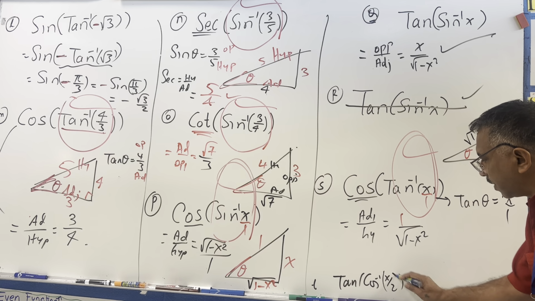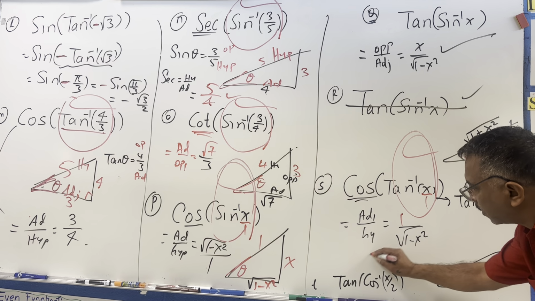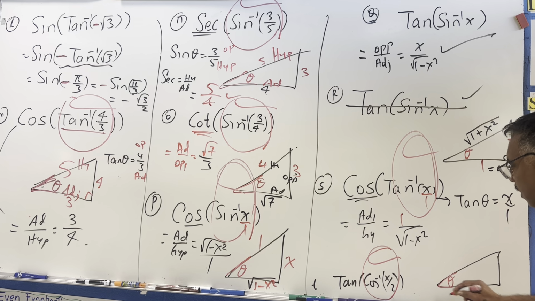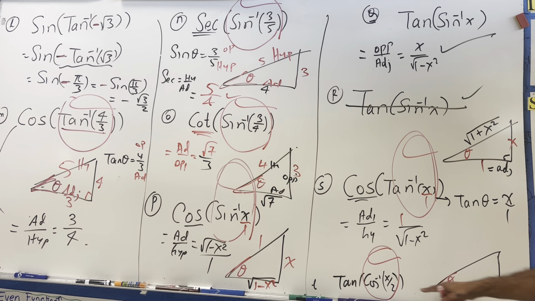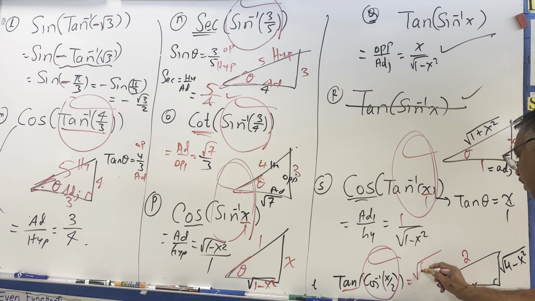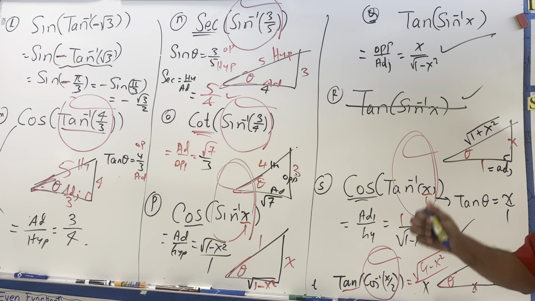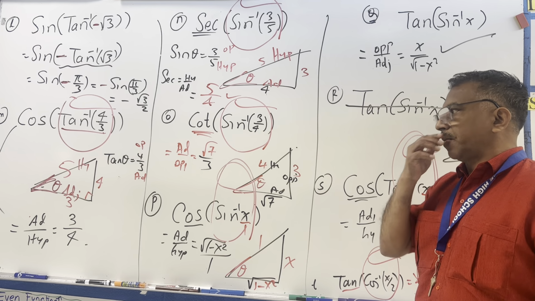Okay, in this example, I can create another triangle here, which is x over 2. So this is going to be theta. So cosine is adjacent. So this is x, which is adjacent is x, and the hypotenuse is 2. And if you use the Pythagorean theorem, this will be square root of 4 minus x squared. And because this is tan, which is opposite over adjacent, opposite is square root of 4 minus x squared, and the adjacent is x. Done.